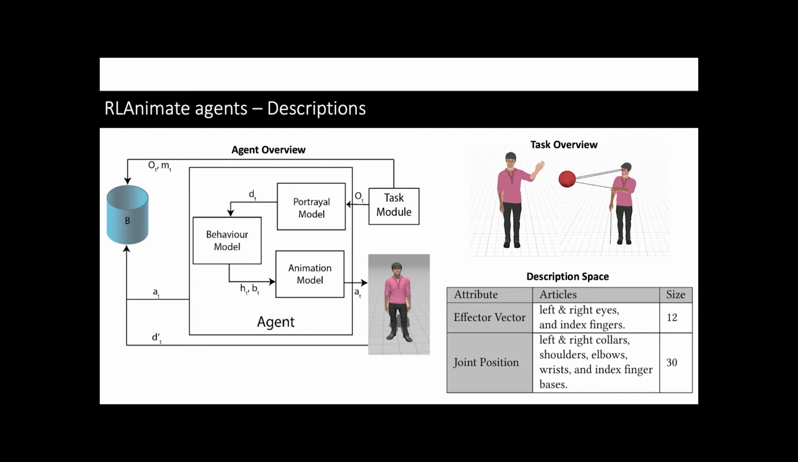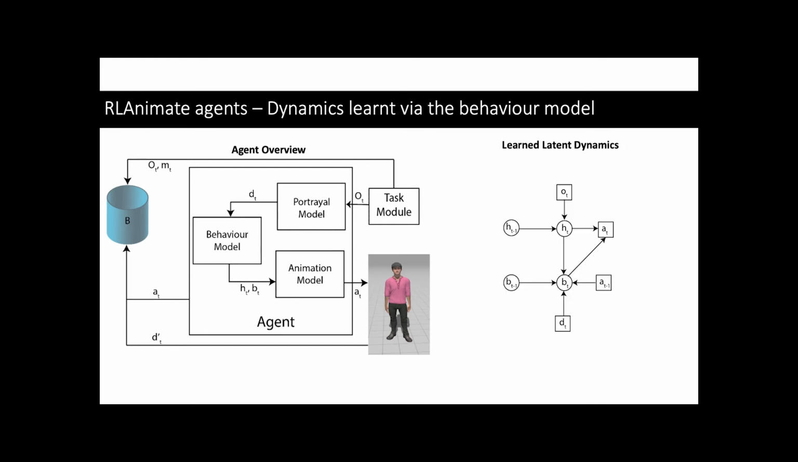So the first step of the agent involves the portrayal model. This model takes the objective that's input to the agent, and it guesses what the ideal description for the next pose should be given said objective signal. The role of the behavior model is to capture in a latent space the dynamics concerning the behavior being portrayed and the animation required to portray these behaviors.